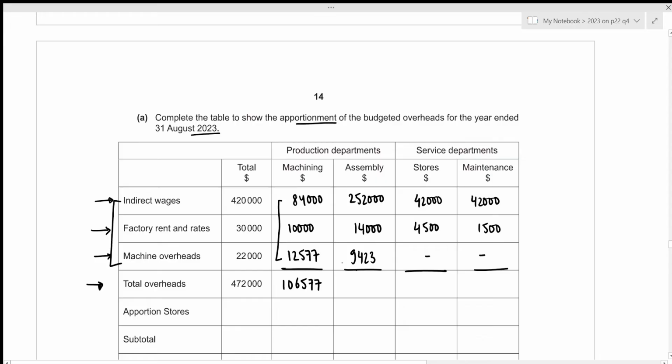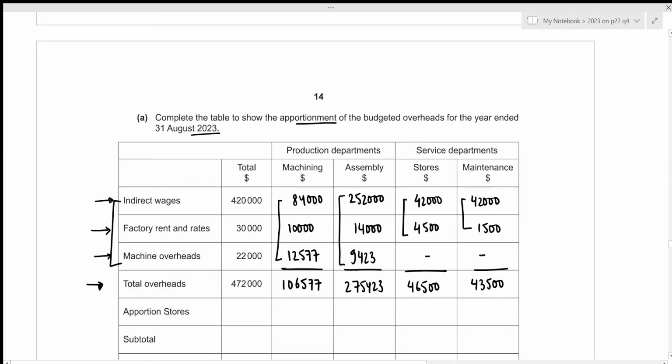Then for assembly department, that will be 252,000 plus 14,000 plus 9,423, which results in 275,423. For our stores department, that will be 42,000 plus 4,500, which results in 46,500. And for the maintenance department, that will be 42,000 plus 1,500, which results in 43,500.